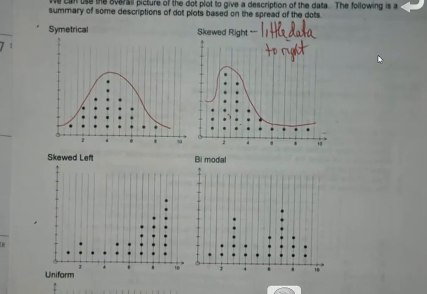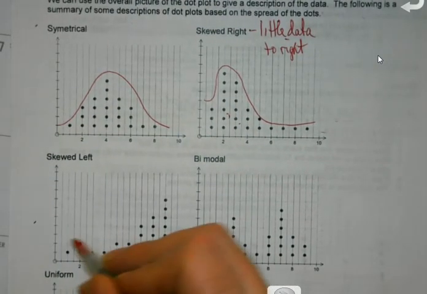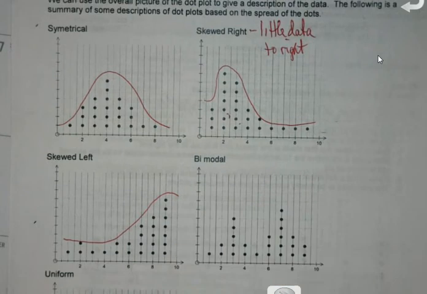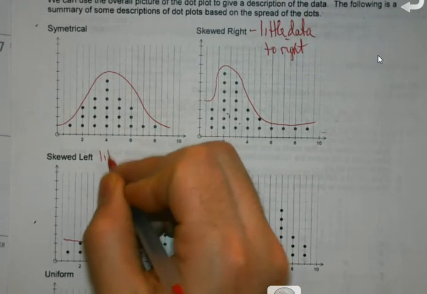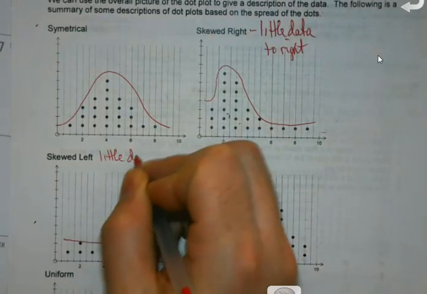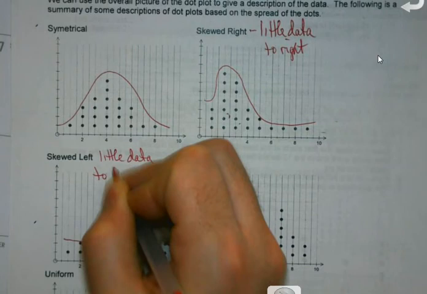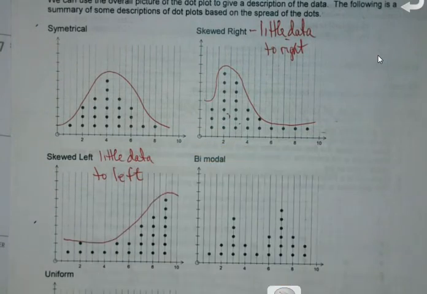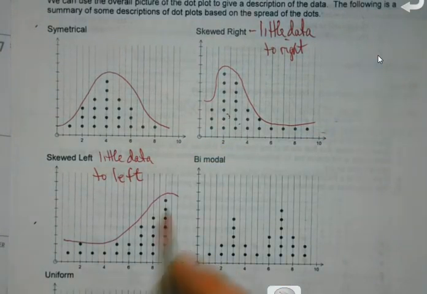We see its opposite right below. Skewed left means there's little data to the left. So again, I'll talk about quizzes or tests. If everybody does great on a test, and everybody's getting like 80s and 90s and 100s, and barely anybody's struggling, that would be a skewed left example of data.